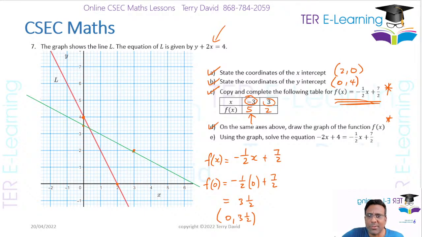Right, somebody's asking why should it pass through those 2 points? It has to pass through those 2 points because what we've done, we've plugged values into the function. We plugged minus 3 into it, we plugged 3 into it, and we also plugged 0 into it, right?